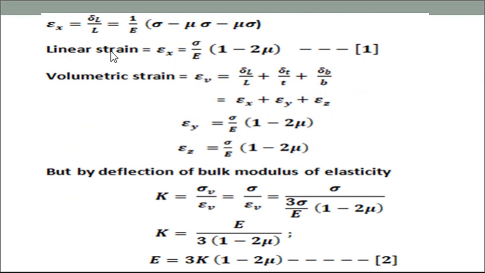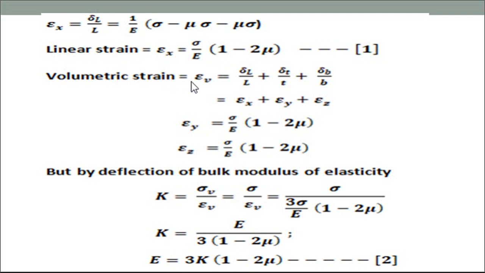So the strain in x direction is the change in length divided by original length. Though the stress is equal in all three directions, this becomes 1 divided by E, sigma minus mu sigma minus mu sigma, because the stress in x, y, and z directions are all equal. That's why only sigma is taken. So linear strain epsilon x is equal to sigma divided by E, and after simplification, 1 minus twice mu. Call this equation number 1.